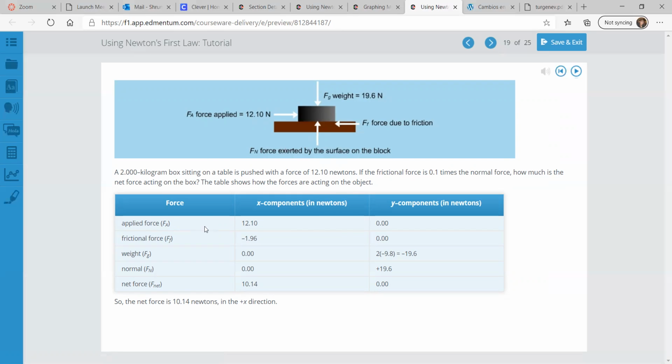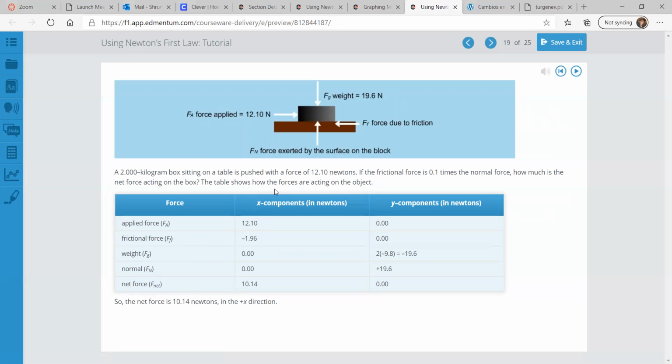So that first force, the applied force, is only in the X direction. There is no Y component. So it's only 12.10 to the right, in the positive direction. There's a frictional force. So that is 0.1 times the normal force. How do we know what the normal force is? Well, the force due to gravity is 19.6 newtons in the down direction. And that will be a negative 19.6 in the y component for the force of gravity.